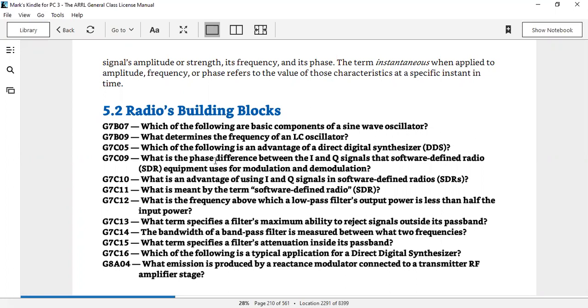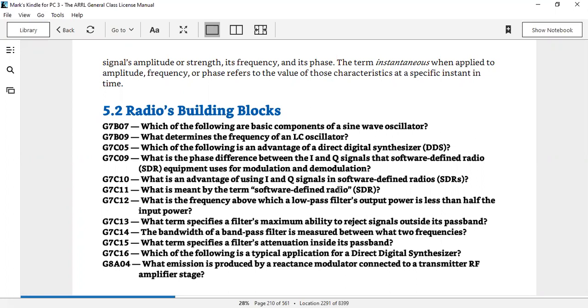And then they want you to know, what is the phase difference between the I and Q signals that software-defined radio (SDR) equipment uses for modulation and demodulation? What is the advantage of using I and Q signals in software-defined radios? And what is meant by a software-defined radio? Software-defined radio is the big thing. Everything's going to be software-defined someday.